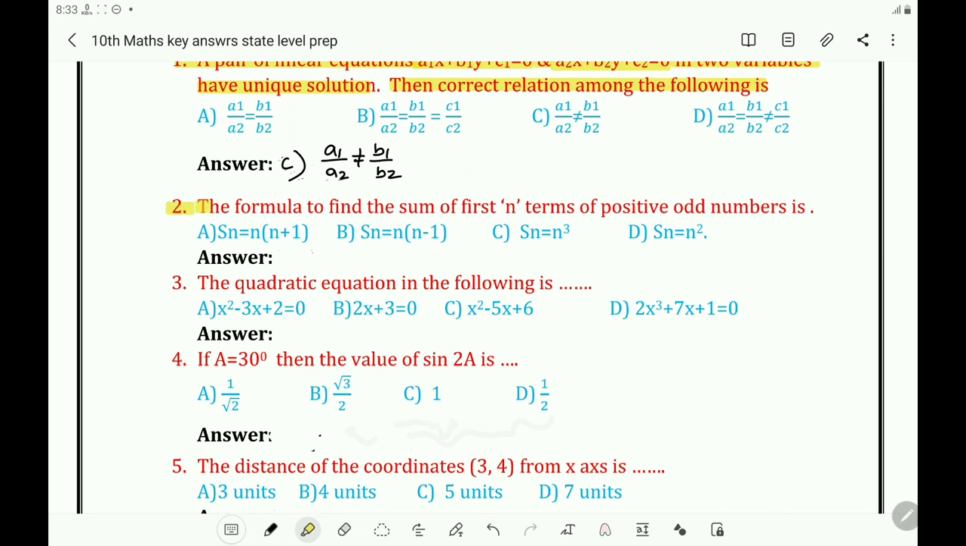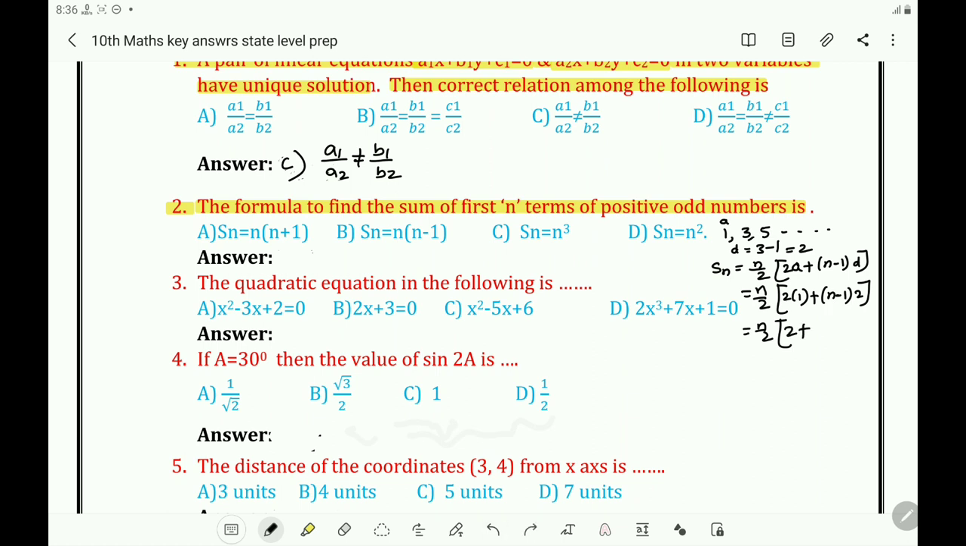Next, you take the second question. The formula to find the sum of the first n positive odd numbers. Odd numbers means 1, 3, 5, and so on. Here a is 1 and d becomes 3 minus 1, which is equal to 2. If you use the formula, Sn equals n by 2 into 2a plus n minus 1 into d, then it is n by 2 into 2 into 1 plus n minus 1 into 2. That is n by 2 into 2 plus 2n minus 2. This 2 and this 2 cancel, so you have n by 2 into 2n, which is n into n, n square.